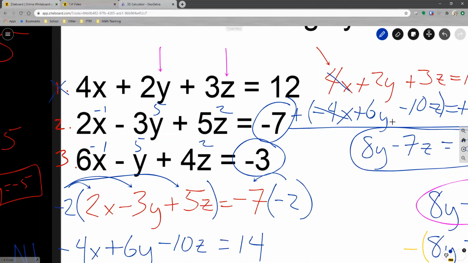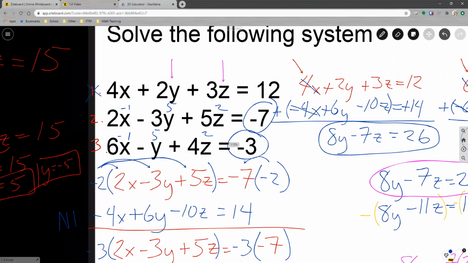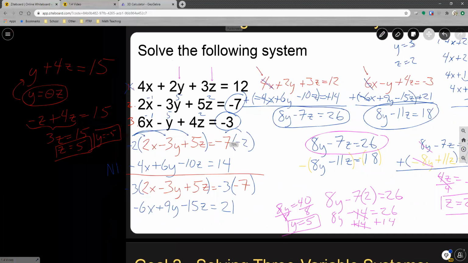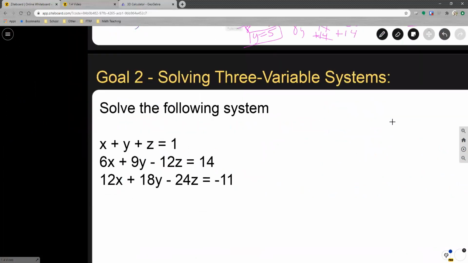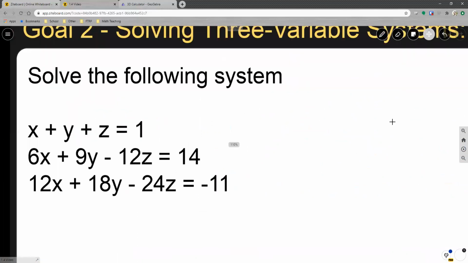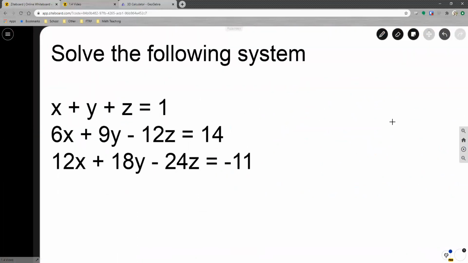All right, let's go to the next thing. So that's the solution of a system with one solution. So we got another one here. This one I think will be a little bit quicker, but let's see what happens.